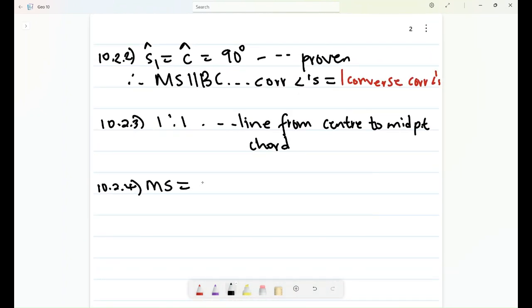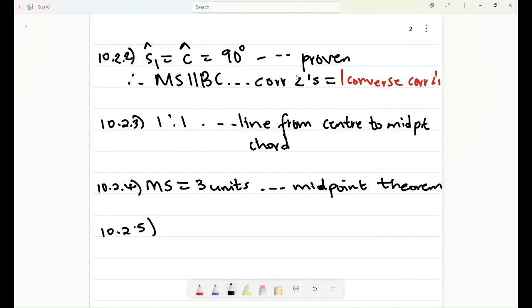MS is going to be equal to 3 units, because you do not know whether it is in centimeters or what. Reason: you're going to say midpoint theorem, or just write it in full. For 2 marks, statement and reason. Here also statement and reason. 10.2.5, I think it is the last one.